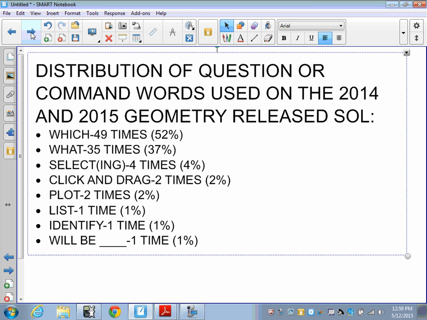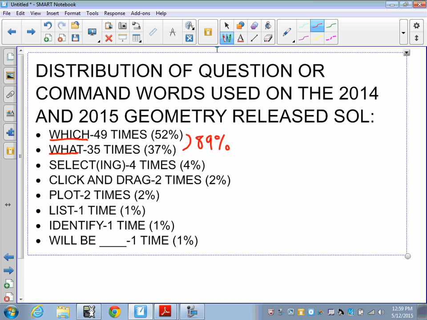One thing that I found very interesting whenever I examined the 95 released questions on the 2014 and 2015 geometry released SOL tests is the distribution of the times these words come up in the questions. So the words which and what come up the vast majority of the time. Together they account for 89% of all the questions. Over half the questions had the word which in it. So that's the word you want to find to make sure that you answer it.